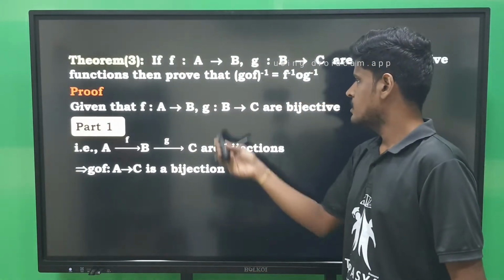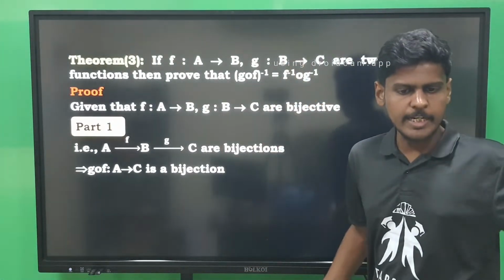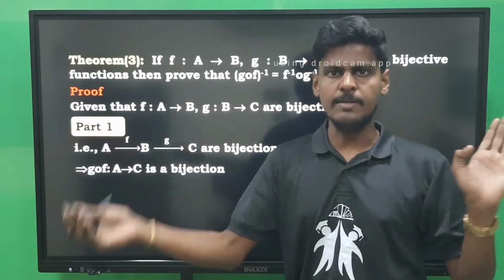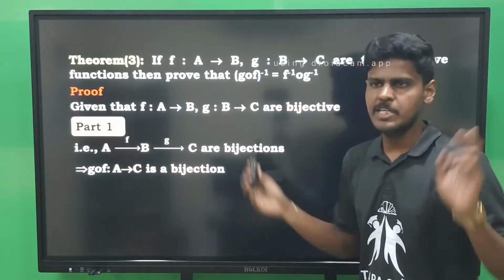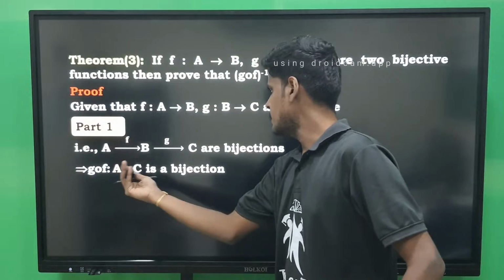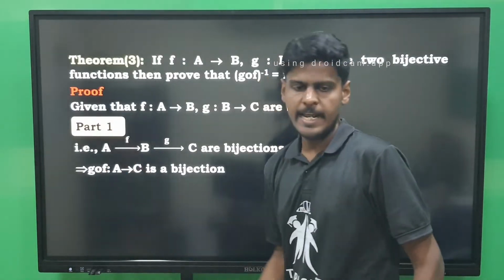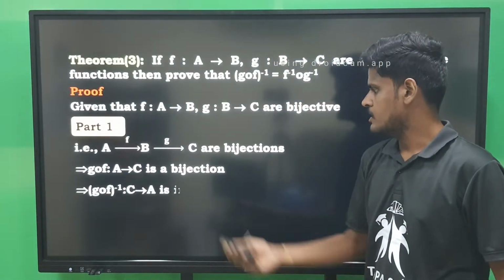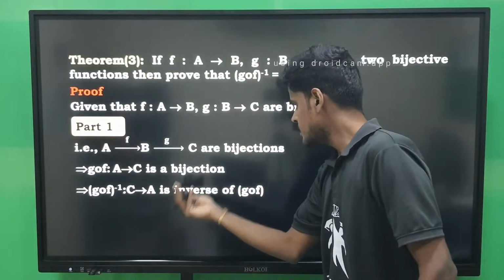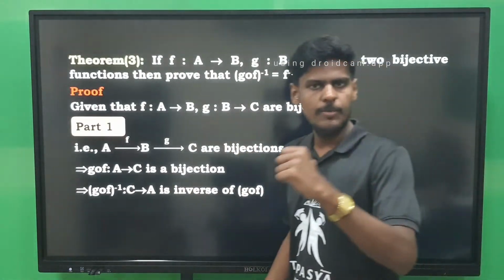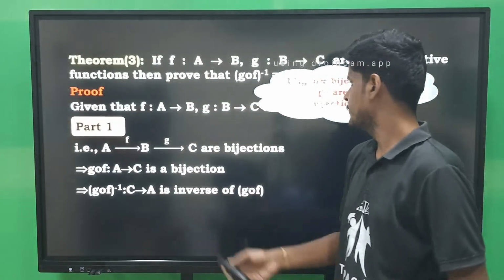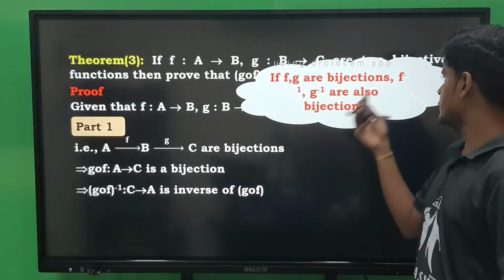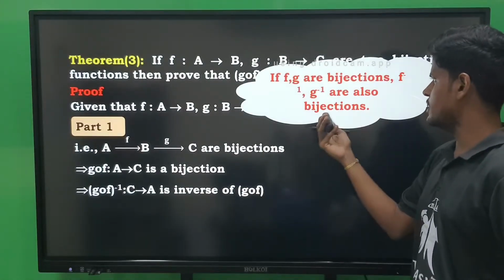And what is (g∘f)⁻¹? We already know what an inverse is. Inverse is nothing but the reverse. We should change the input and output, just reverse. That is nothing but set C to set A. (g∘f)⁻¹ is a function from set C to set A. Now what is the domain of (g∘f)⁻¹, students? That is C. So f and g are bijective.